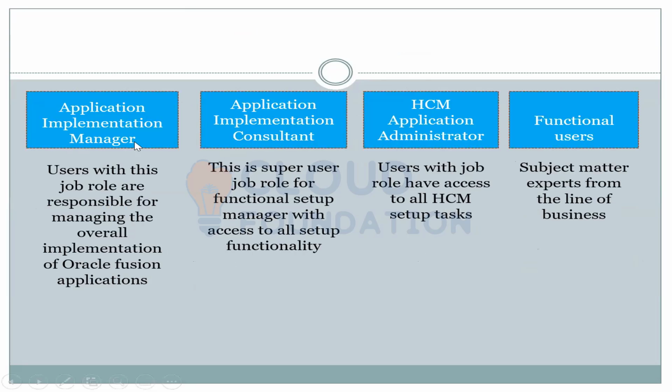So we have application implementation manager and application implementation consultant. These are all job roles, along with HCM application administrator and functional users. Which job role is responsible for managing the overall implementation of Oracle Fusion application? Users with the HCM job role have access to all HCM setup tasks, and functional users are subject matter experts from the line of business.